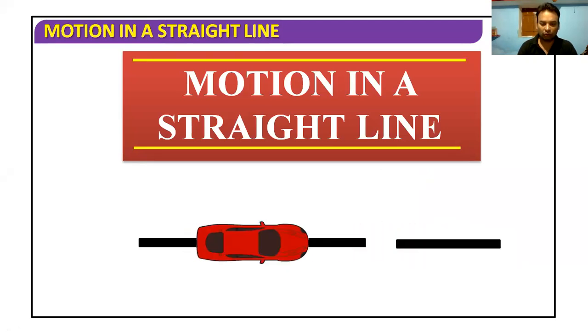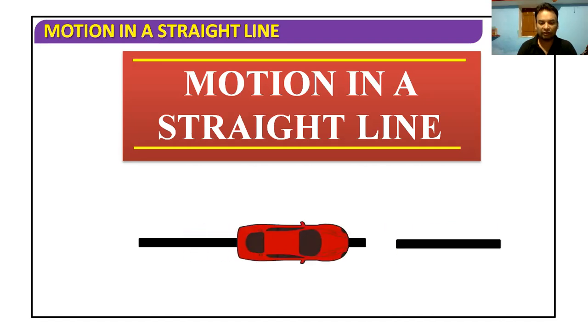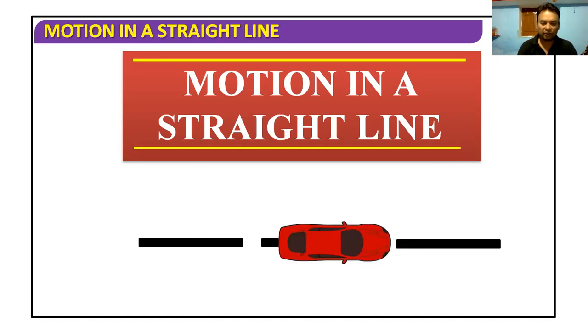Okay, so the topic is motion in a straight line. When any object, whether it is a small object or a big object, a point-size object or a big body, moves along a straight line, then the motion is said to be a straight line motion. It is also called rectilinear motion.